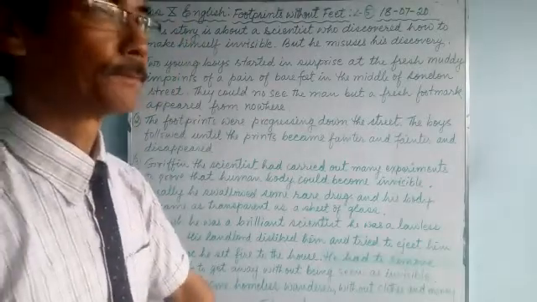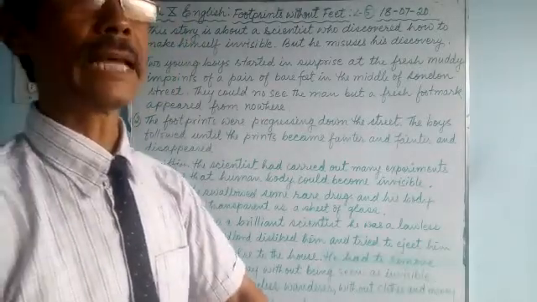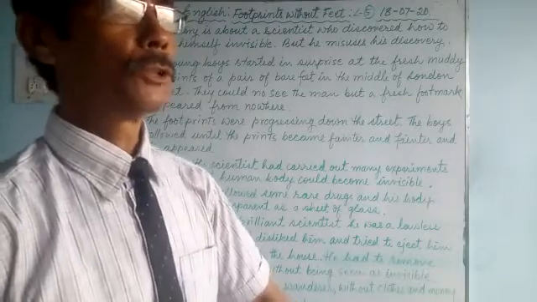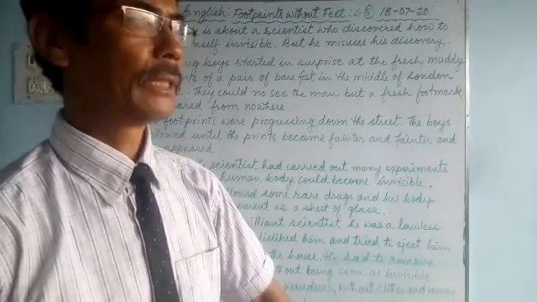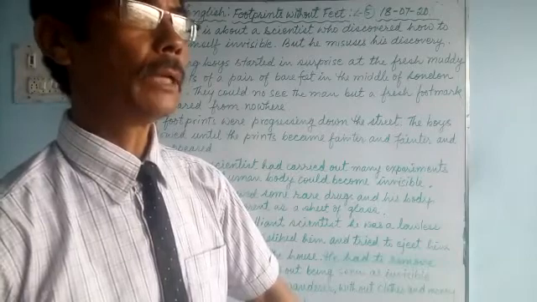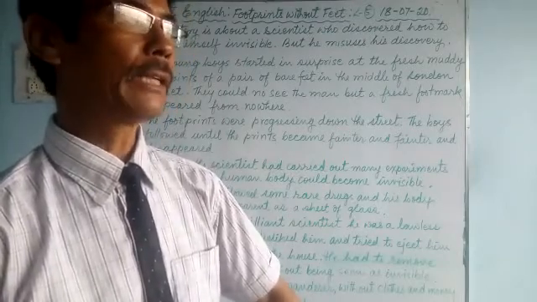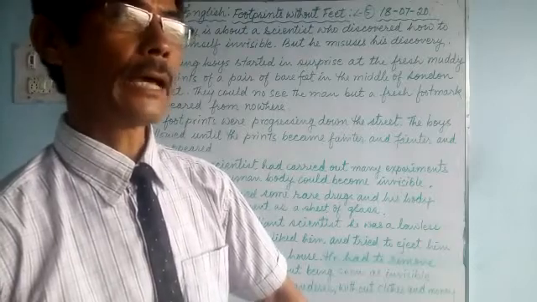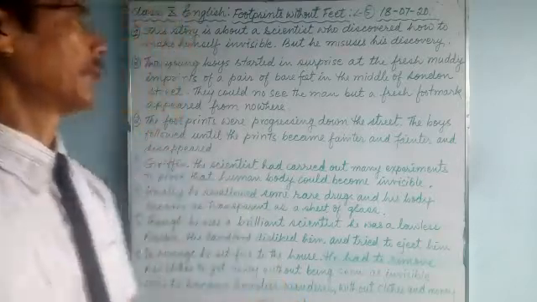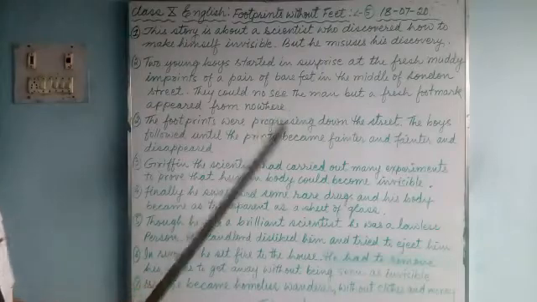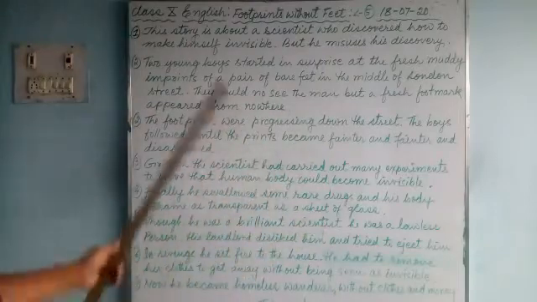Footprints Without Feet. Now here we'll talk about a scientist who misuses his discovery. He had discovered how to become an invisible person, but he misuses his discovery and he ruins his life. So now let's see what the story tells us or teaches us.